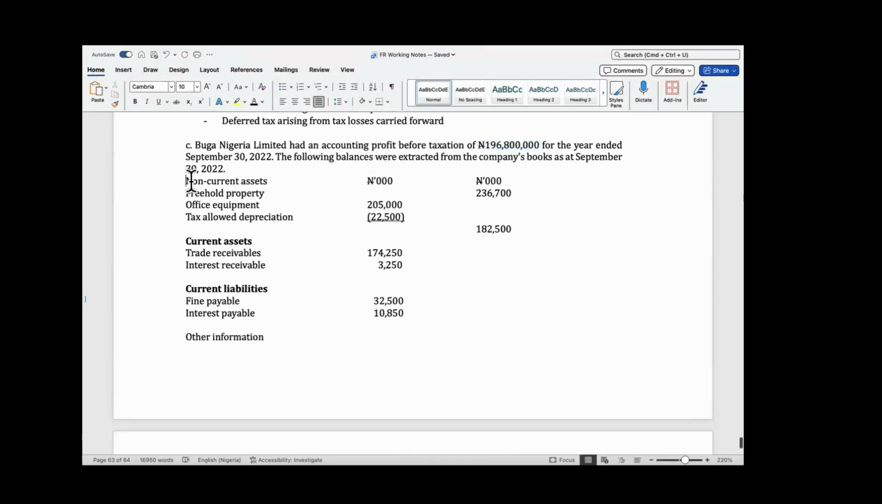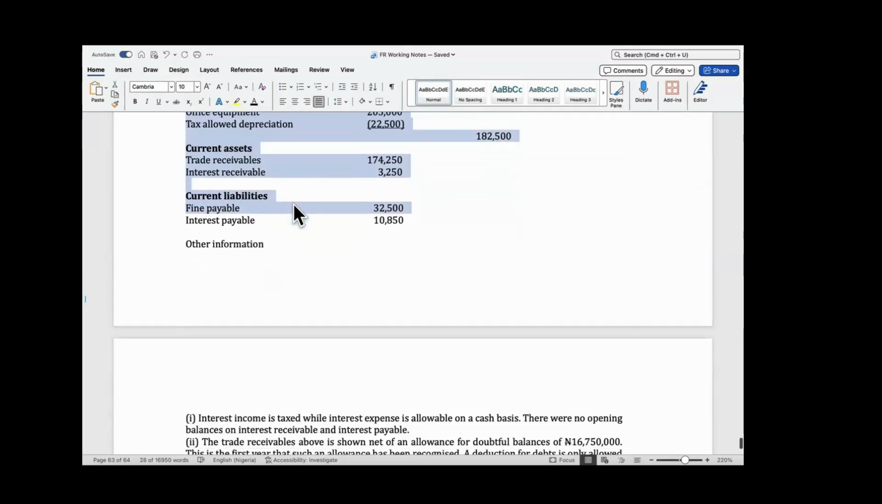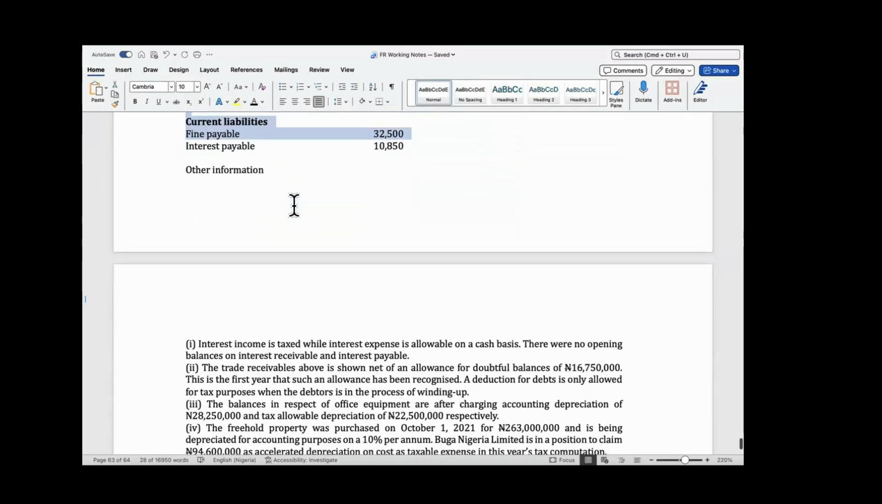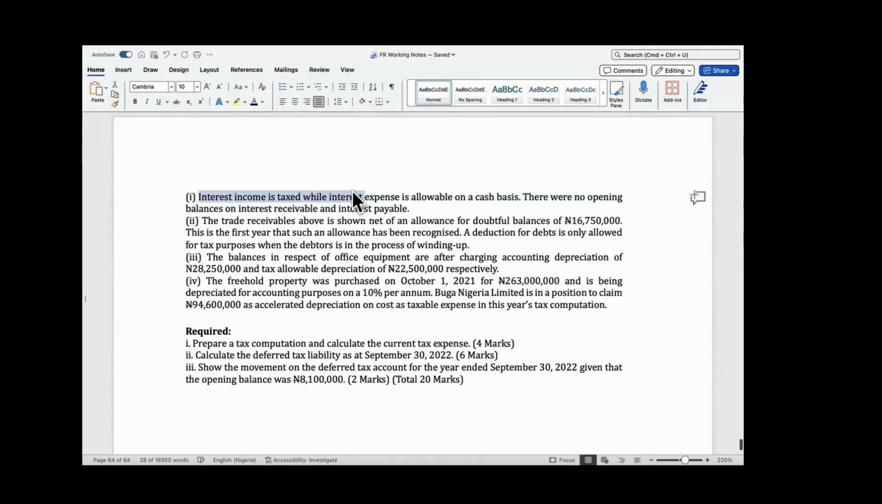We're given non-current assets, details, current assets, current liabilities, and they gave us some other information. We were told that interest income is taxed, while interest expenses are allowed on a cash basis. There were no opening balances on interest receivable and interest payable.